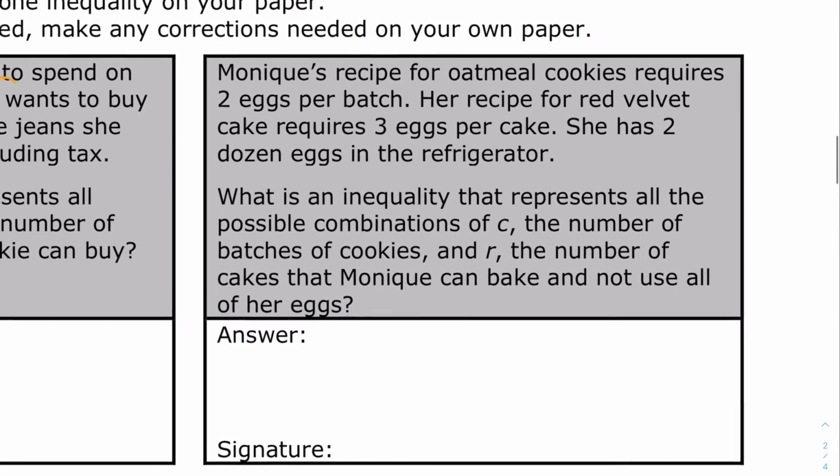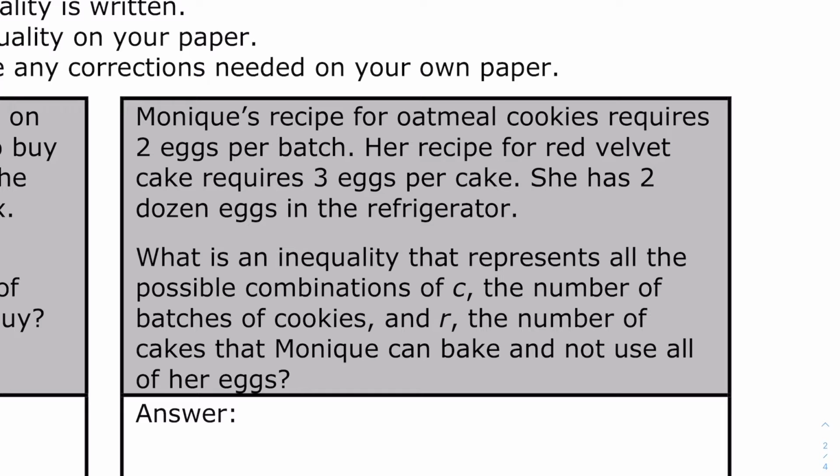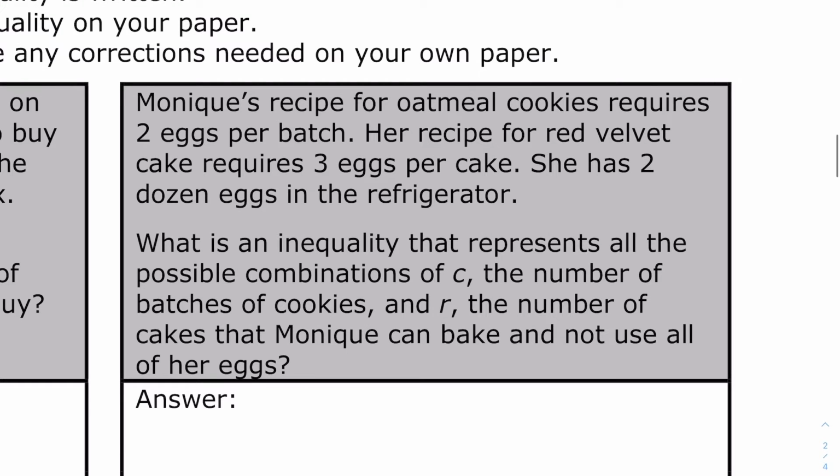I'll show you one more, and then I'll give you a chance to do one next. In this second situation, we have somebody who's baking cookies, oatmeal cookies, and it takes 2 eggs for every batch of cookies, and it's going to take 3 eggs for every red velvet cake that she makes. She has 2 dozen eggs in her refrigerator.